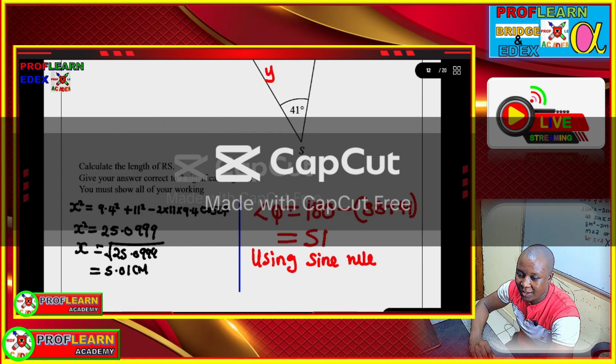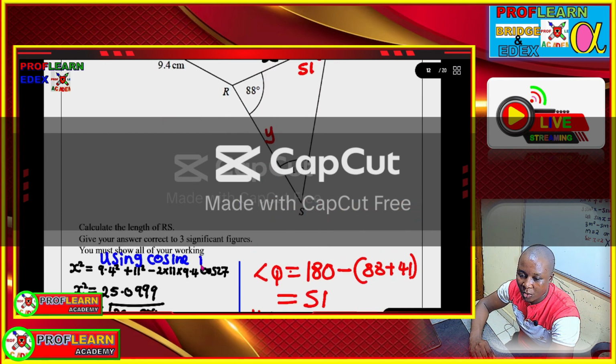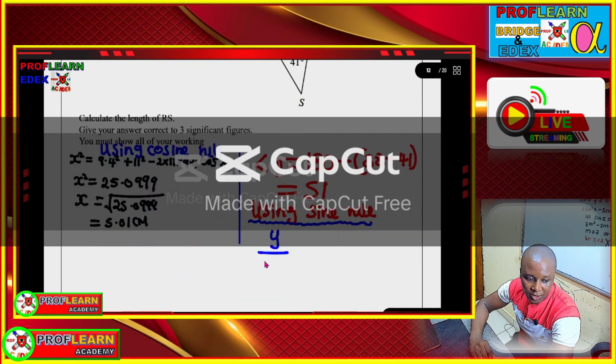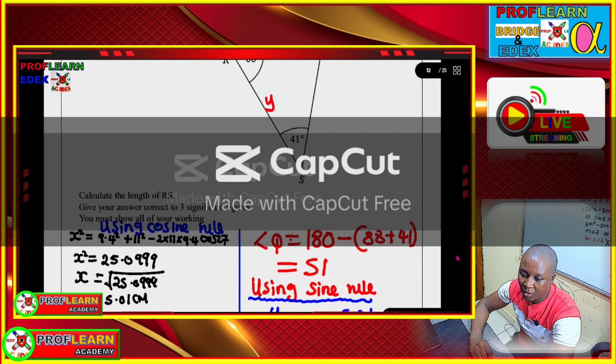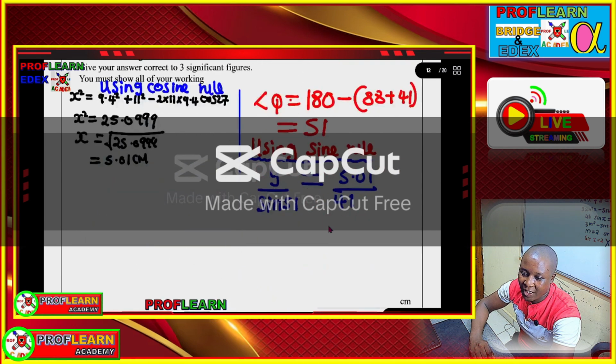Here we used the cosine rule, right? Using the sine rule at this point, we say y over sine 51 equals 5.01 over sine 41.